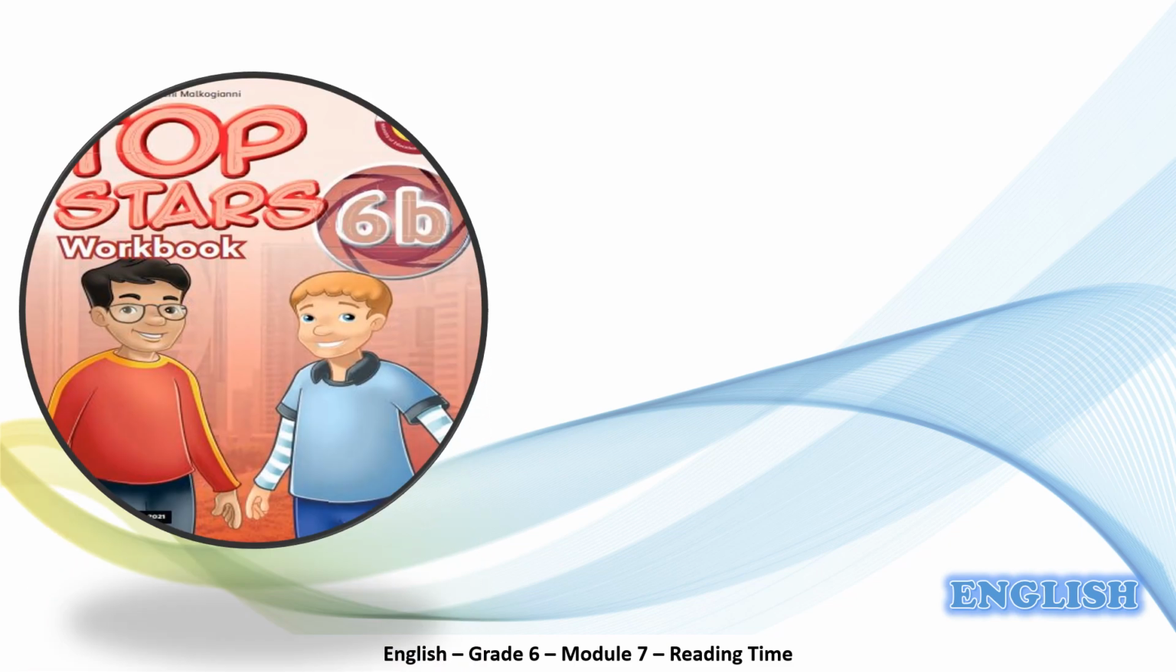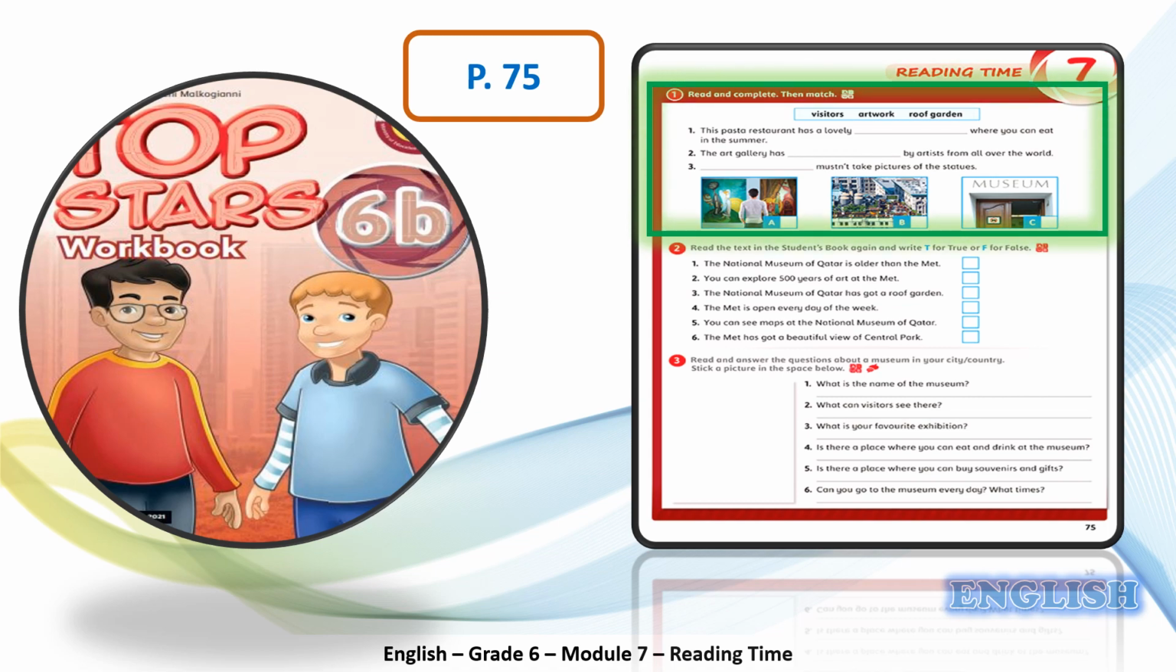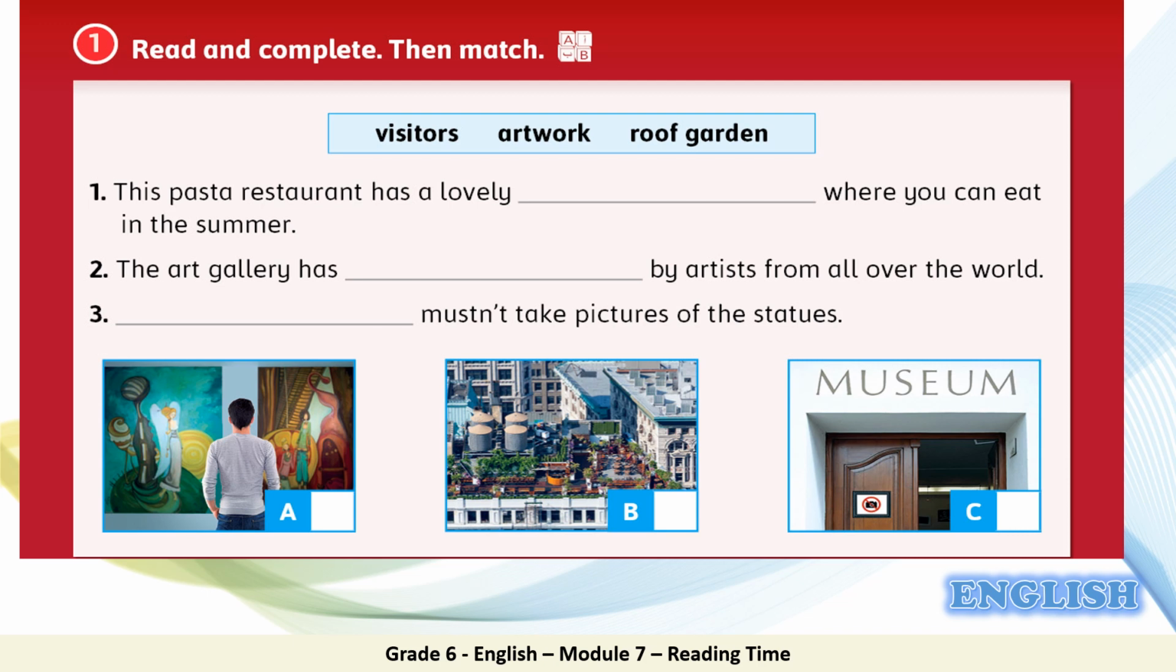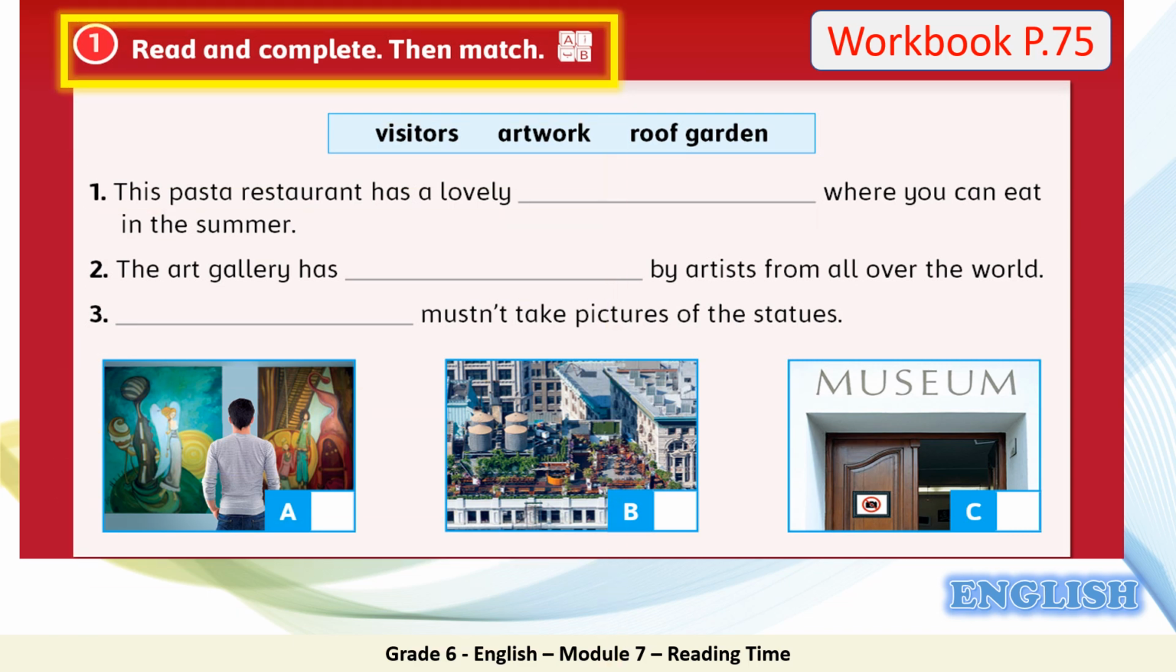Now it's practice time, and as we say, practice makes perfect. So open your workbook page 75, activity number 1. Now let's do activity number 1 together. Workbook page 75. Read and complete the sentences with the new words, then match them with the pictures. Let's do number 1 as a model.